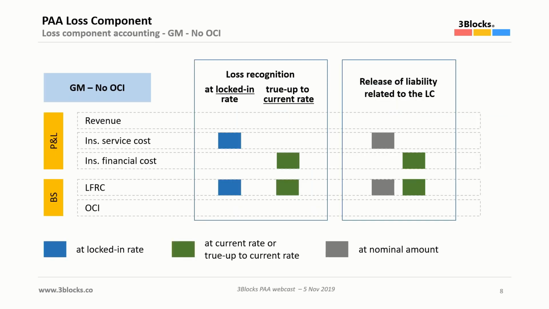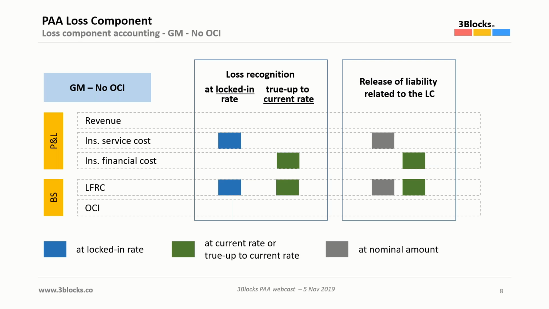In the next 3 slides, the colour convention will be that blue journal entries represent amounts measured at the locked-in rate. Green entries represent amounts at the current rate or true up to the current rate based measurement, and grey entries represent nominal undiscounted amounts.